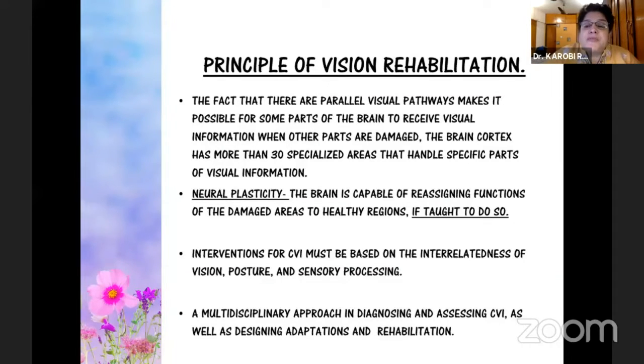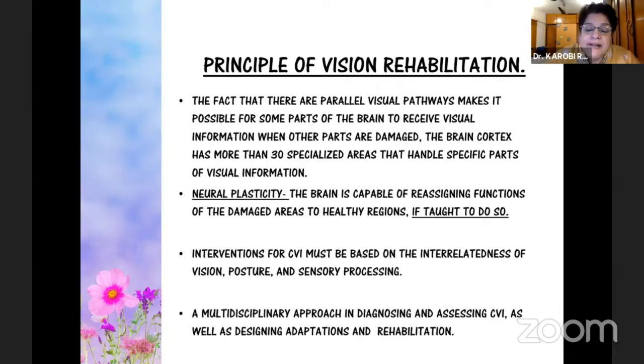Now, what is the principle of visual rehab? It is important that there are some pathways which are disturbed and there are some pathways which are untapped. There are some 30 specialized centers in the brain which can handle specific parts of visual information. So you have to motivate those areas to take up and reassign the signs of damaged areas to those healthy areas, and that can be done if you are taught to do so. And this is what we call neural plasticity, and this of course requires a multidisciplinary approach.